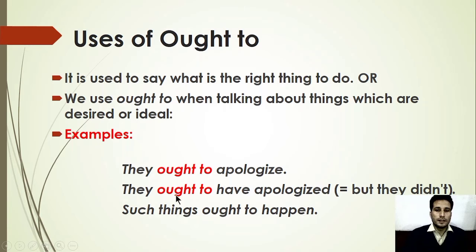For example, they ought to apologize. Now here, for example, if they were on the wrong side, it was the ideal thing or the right thing to apologize. So they ought to apologize. They ought to have apologized, but they did not. Such things ought to happen. Such things means that something good happened. So we say that such things ought to happen, that is ideal or that is desired.